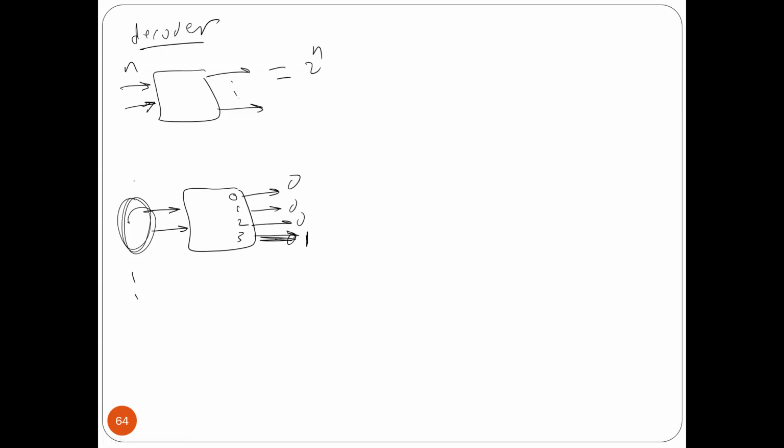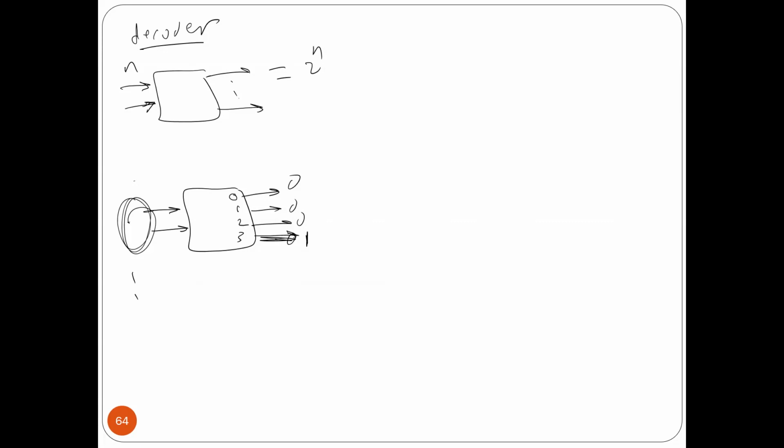So it's a logic circuit. In this logic circuit, only one output is 1 to tell you what the input is. If the input is number 2, then output number 2 is 1, and the other outputs are zeros. Is that okay? So this is a decoder.